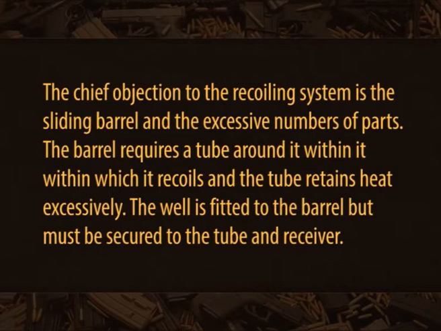The chief objection to the recoiling system is the sliding barrel and the excessive number of parts. The barrel requires a tube around it, within which it recoils, and the tube retains heat excessively. The well is fitted to the barrel but must be secured to the tube and receiver. The barrel cannot be a perfect fit in its tube, and slide, for it would not operate if dust is present, and this will necessarily result in variations in aiming.